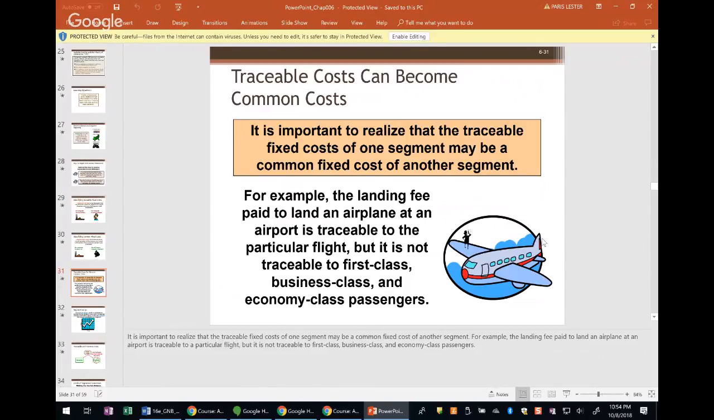It's important to realize that traceable fixed costs of one segment may be a common fixed cost of another. For example, the landing fee paid to land an airplane at an airport is traceable to that one flight, but it is not traceable to first class, business, and economy class in that airplane. Does that make sense? The landing fee is for everybody on the airplane, right? We can trace it to the whole plane, but we can't trace what part of it was for first class passengers or economy class passengers. Now we can probably take a ratio of how many people were in each class and break down that fee.